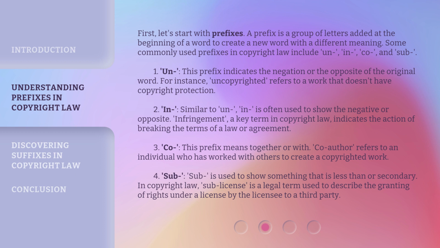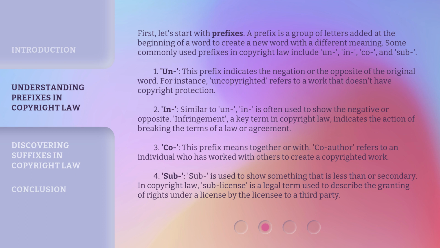1. Un. This prefix indicates the negation or the opposite of the original word. For instance, uncopyrighted refers to a work that doesn't have copyright protection. 2. In. Similar to un, in is often used to show the negative or opposite. Infringement, a key term in copyright law, indicates the action of breaking the terms of a law or agreement.